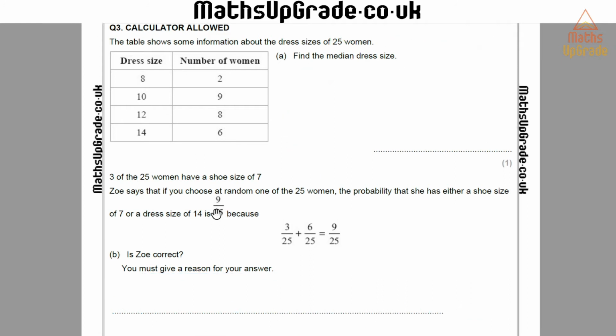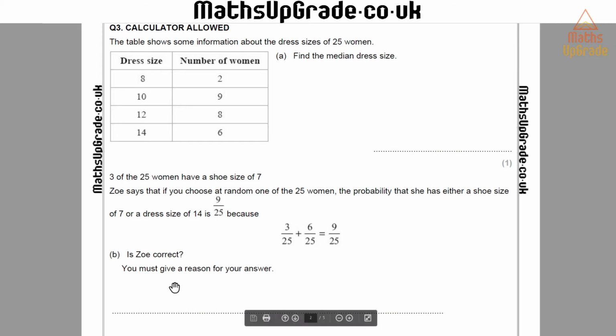In the next part of the question, we're told that 3 of the 25 women have a shoe size of 7. Zoe says that if you choose at random one of the 25 women, the probability that she has either a shoe size of 7 or a dress size of 14 is 9 over 25, since these 2 fractions add to give 9 over 25. Is she correct?